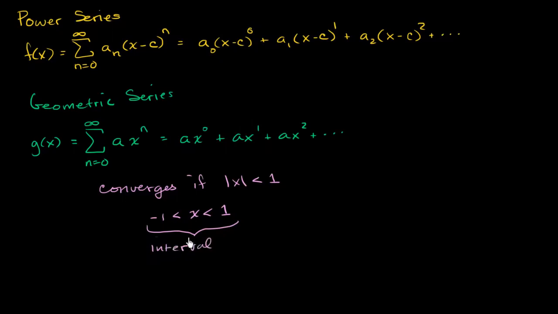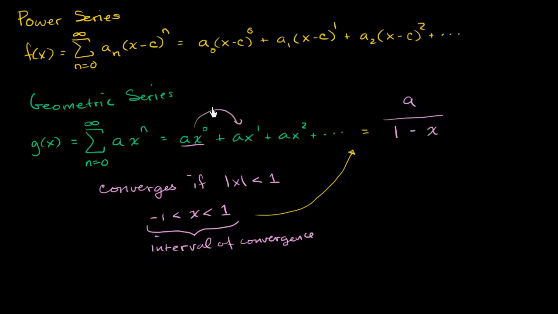Interval of convergence. And so we know that if x is in this interval, this is going to give us a finite sum, and we know what that finite sum is. It's going to be equal to, if it converges, our first term, which is just a. This simplifies to a right over here, over 1 minus our common ratio. What's our common ratio? Well, our common ratio in this example is x. Going from one term to the next, we're just multiplying by x right over there.